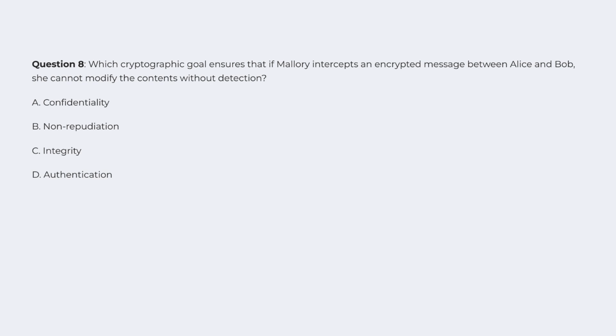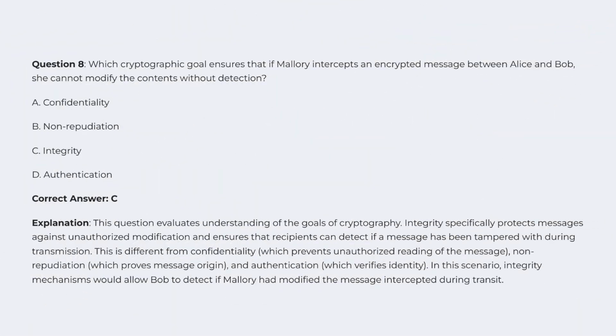Correct answer. C. Explanation: This question evaluates understanding of the goals of cryptography. Integrity specifically protects messages against unauthorized modification and ensures that recipients can detect if a message has been tampered with during transmission. This is different from confidentiality, which prevents unauthorized reading of the message, non-repudiation, which proves message origin, and authentication, which verifies identity. In this scenario, integrity mechanisms would allow Bob to detect if Mallory had modified the message intercepted during transit.